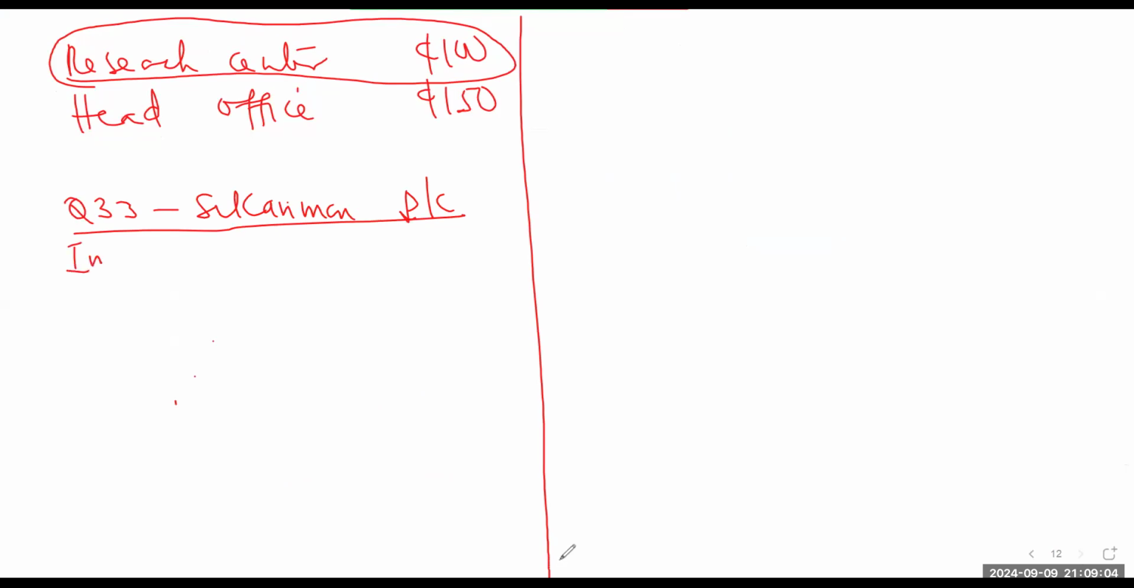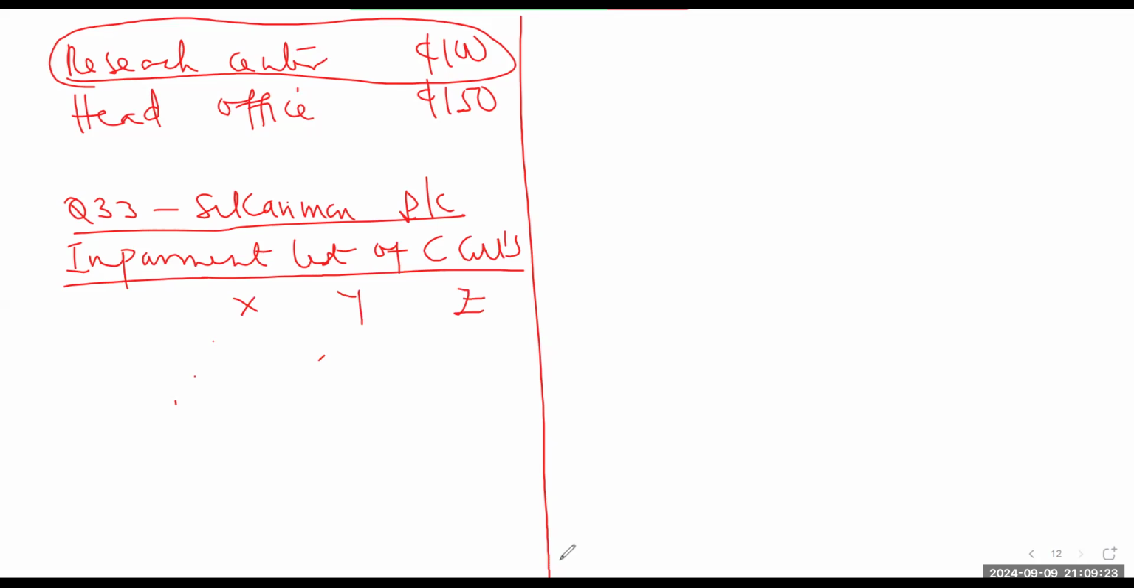So let's carry out the impairment test on the CGUs. We look for their total carrying value. So we have unit X, unit Y, and unit Z. We look at the carrying value of the asset itself, without the corporate asset.